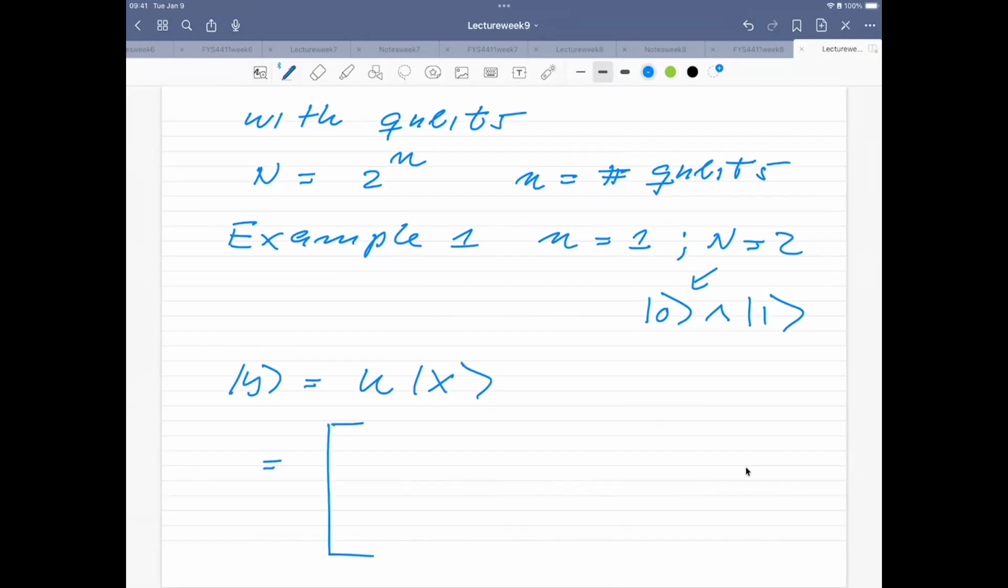So x is now given by qubit 0 and qubit 1. When I perform the transformation here, what I'm going to get is the following: 1 over square root of 2, where 2 is the total number of states, the length of it. And then I'm going to have a 1 and 1, minus 1, multiplied with the states 0 and 1.